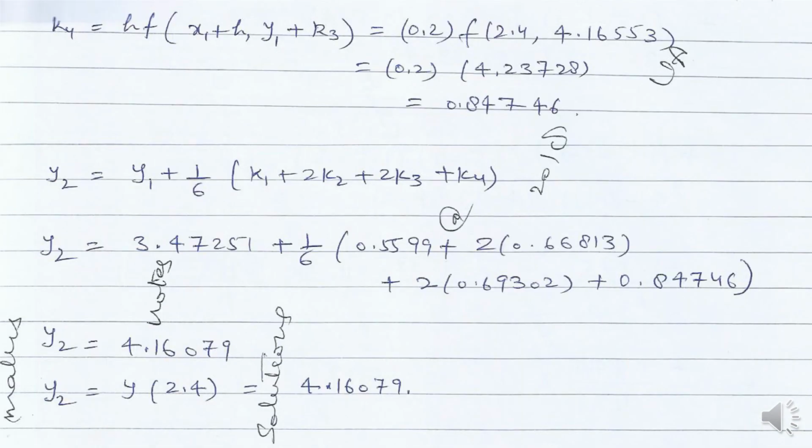And we got the value of y2. So we have taken this k4 and we calculated y2 as y1 plus 1 upon 6, and this is the formula. Substituted the values and we got the value of y2. So y2 is this, which is at 2.4, because 2.2 was x1 plus 0.2 gives you 2.4. So y at 2.4 is 4.16079. So this is the answer which we had to calculate.